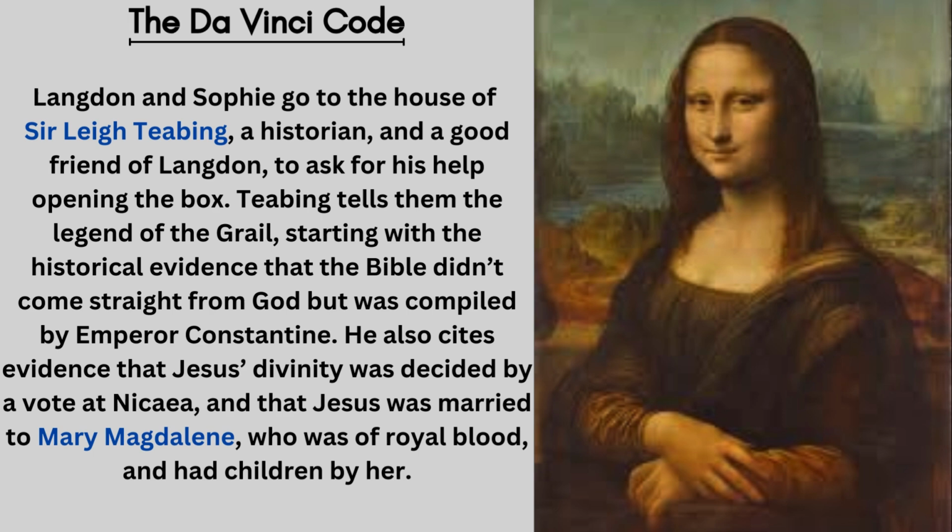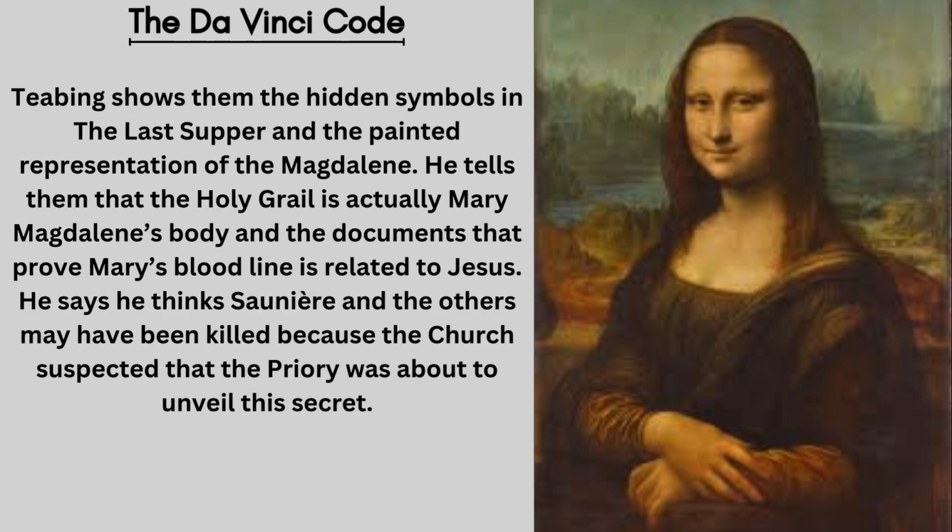He also cites evidence that Jesus' divinity was decided by a vote at Nicaea, and that Jesus was married to Mary Magdalene, who was of royal blood, and had children by her. Teabing shows them the hidden symbols in the Last Supper and the painted representation of the Magdalene. He tells them that the Holy Grail is actually Mary Magdalene's body and the documents that prove Mary's bloodline is related to Jesus. He says he thinks Saunière and the others may have been killed because the church suspected that the Priory was about to unveil this secret.